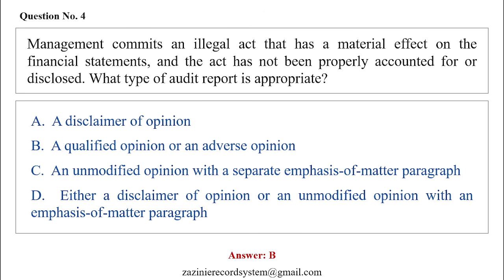Correct answer is letter B. Explanation. Letter B is correct because failing to properly account for or disclose a material illegal act is a departure from generally accepted accounting principles, and departures like that call for either a qualified opinion or an adverse opinion, depending on how pervasive the effect is. A disclaimer isn't right here because the auditor already knows about the misstatement, and no unmodified opinion is possible while it remains uncorrected.